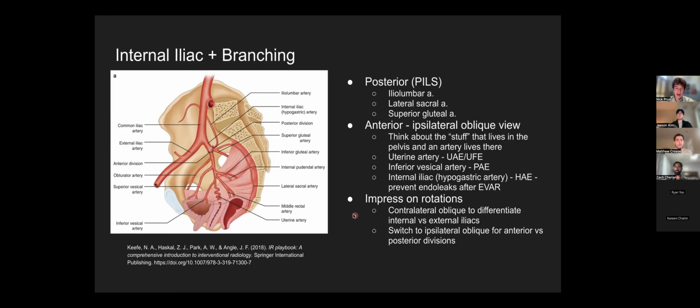You'd want to take a contralateral oblique view with the C-arm to differentiate the internal versus external iliacs. So let's say we're accessing the right side of the patient's body. You'd want to move the C-arm towards the left side of the body if you're having trouble getting access, mainly getting access for the internal. But once you get access into the internal and you want to differentiate posterior versus anterior divisions, you'd want to switch to an ipsilateral oblique view. So you'd move the C-arm back to the right side of the body.